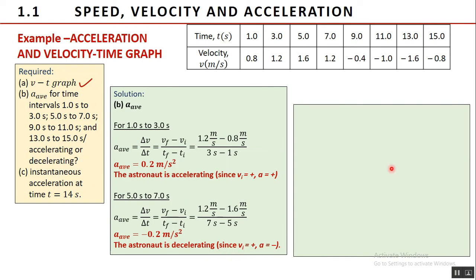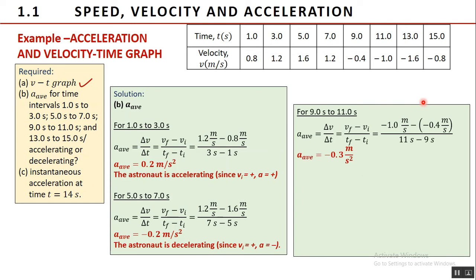For 9 to 11 seconds, the average acceleration is negative 1 minus negative 0.4 divided by 2 second equals negative 0.3 meter per second squared. We see that the initial velocity and acceleration are both negative, therefore the astronaut speeds up or is accelerating at this time interval.